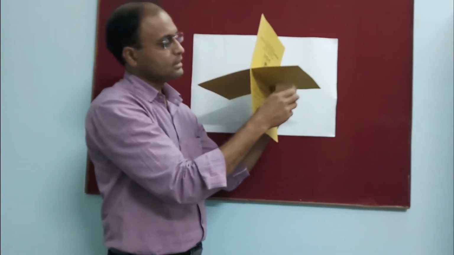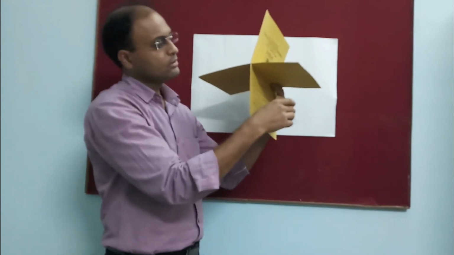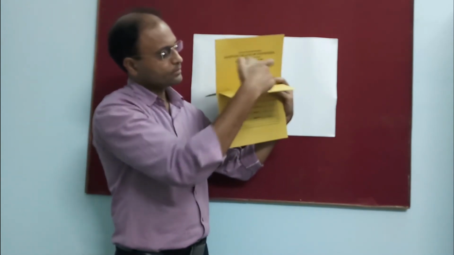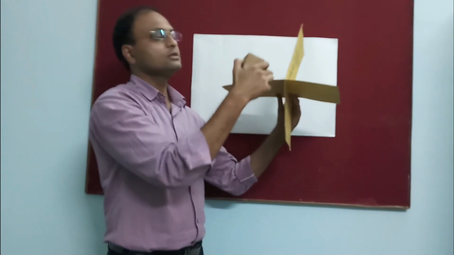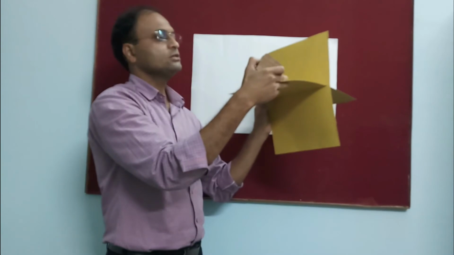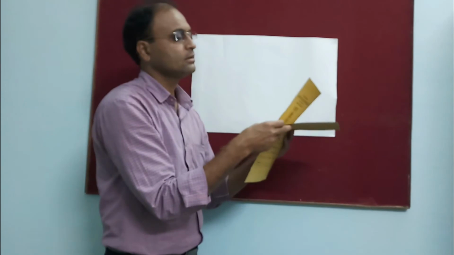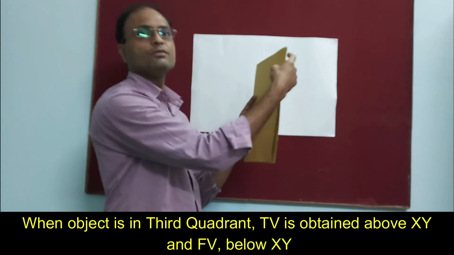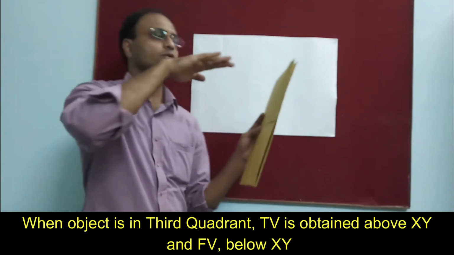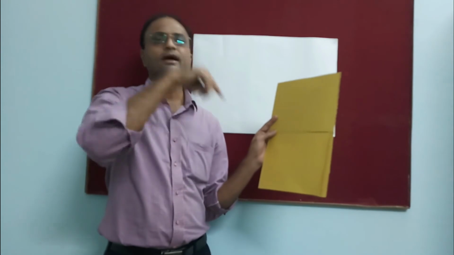Whenever the object is here, I will get its front view here. And where will you get the top view? The top view will be obtained somewhere here. The front view will be here, the top view will be here, and for the purpose of getting projections we have to rotate this HP through 90 degrees. If I rotate it through 90 degrees in this direction, you can see we are now getting the front view below and the top view above. So in the third angle method, the top view is always obtained above XY and the front view is always obtained below XY. That is the difference between the first quadrant and the third quadrant.